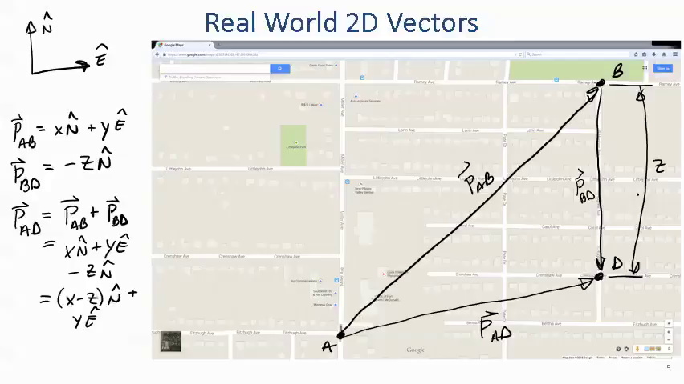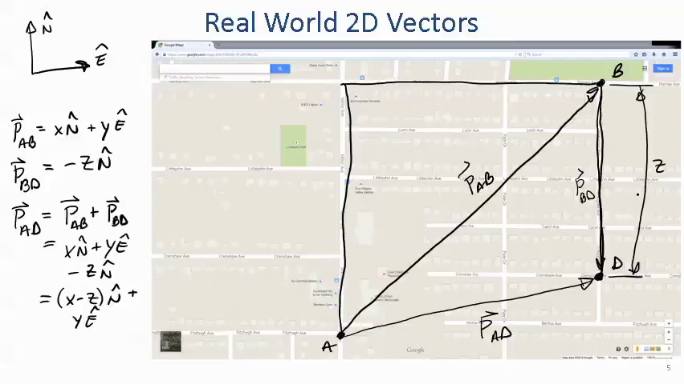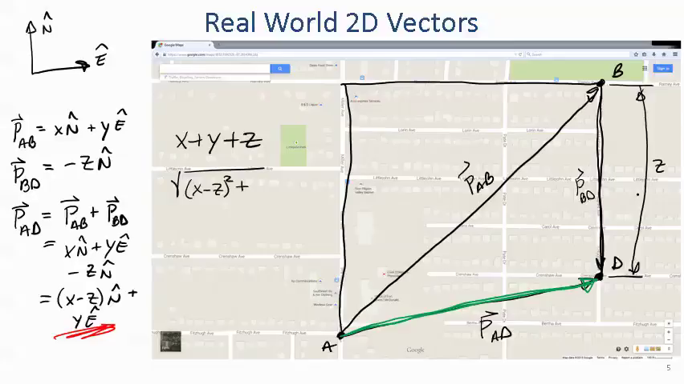So our original path was to go all the way up here, all over there, and down to here. That would be our original path, and that was x, y, plus z is what that looks like in math. However, going straight as the crow flies, if we could fly over this and just go straight from A to D, the distance taken from here would be the square root of x minus z squared plus y squared, straight from A to D.